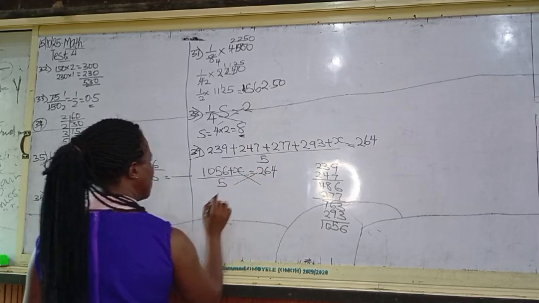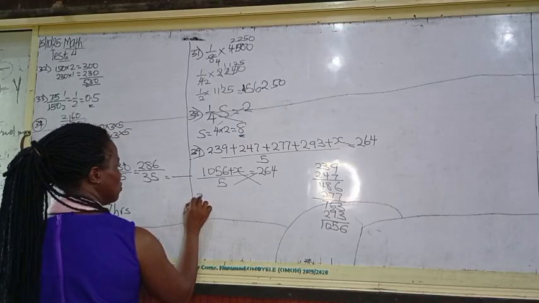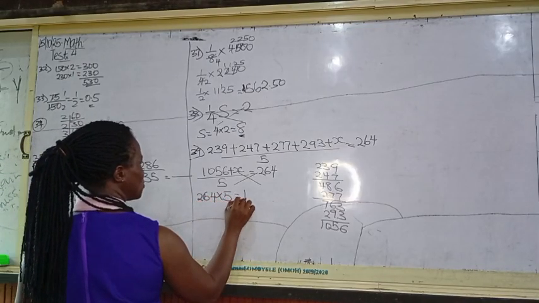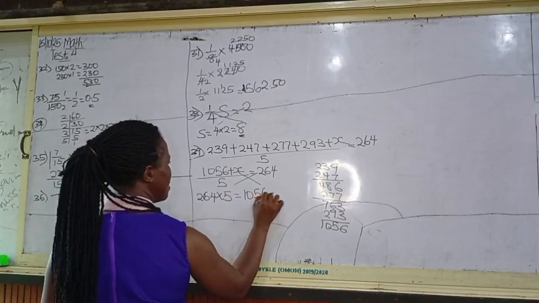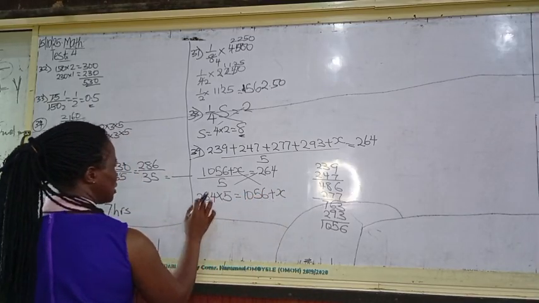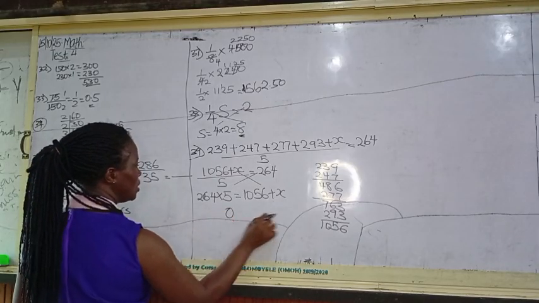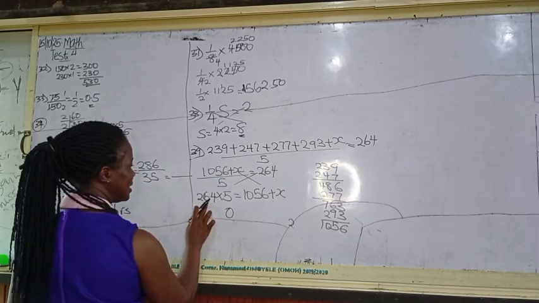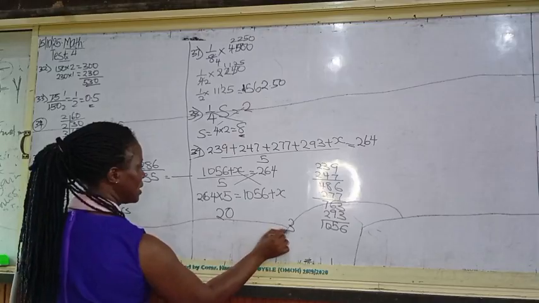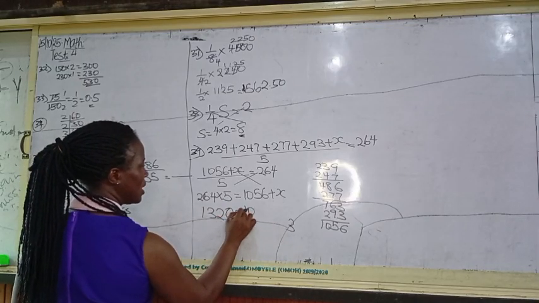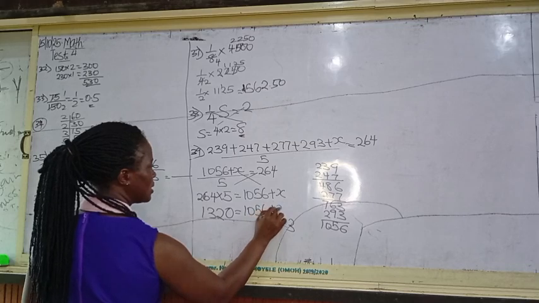So what do we do now? We cross multiply this. This will be 264 multiplied by 5 is equal to 1056 plus x. So we should multiply this. 5 multiplied by 4, that is 20. We are holding 2. That is 30. 32. We are holding 3. This is 10. That is 1320, which is equal to 1056 plus x.